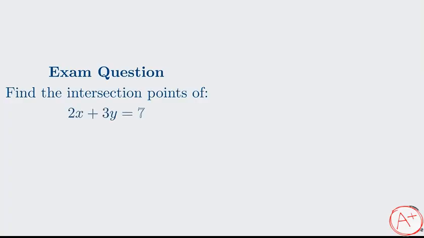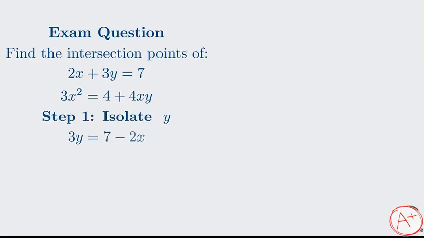Let's solve a typical Cambridge-style question. Find the coordinates of the points of intersection of the line 2x + 3y = 7 and the curve 3x² = 4 + 4xy. Step 1 is to isolate y. We rearrange the linear equation. It is easier to isolate y here to avoid dealing with x² and xy simultaneously later.